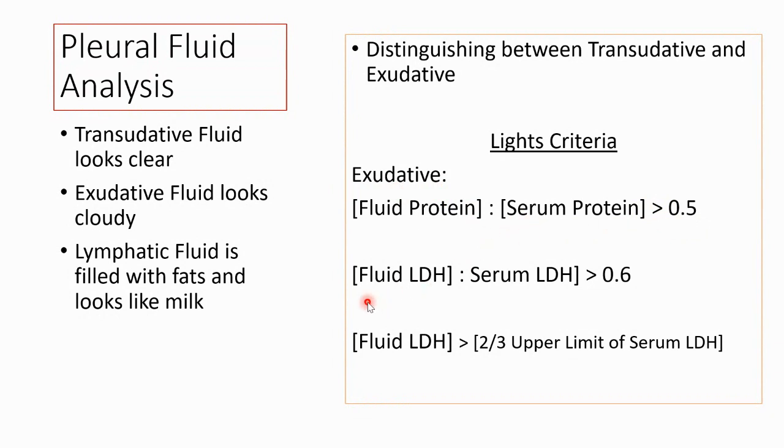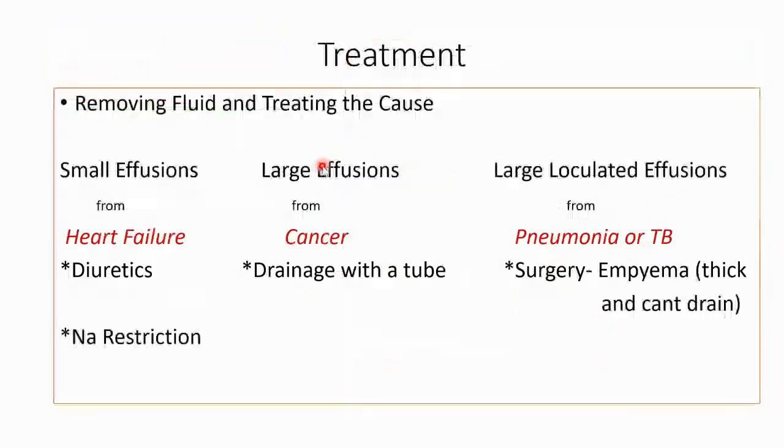Or we get a fluid LDH and a serum LDH. We do the same thing. This is a ratio. This goes on top, this goes on the bottom, and you divide it. If this LDH ratio is greater than 0.6, we know that it's an exudative pleural effusion. Or if the fluid LDH is greater than 2/3 the upper limit of the serum LDH. Any of these things would indicate that this person has an exudative pleural effusion, which again becomes very concerning as to what's going on. Is this something serious?